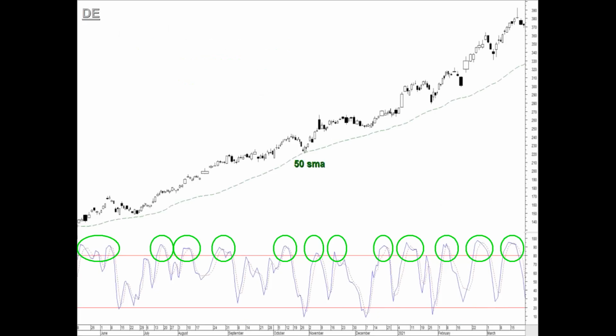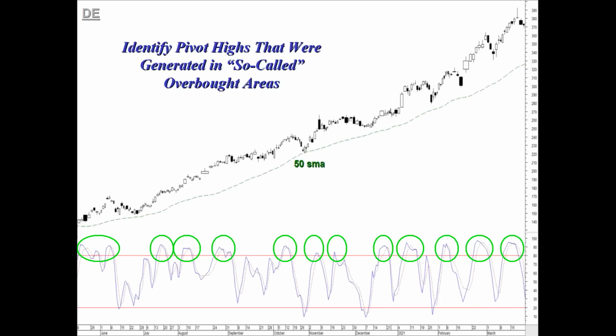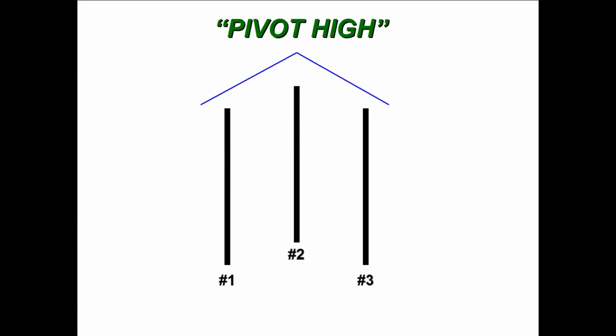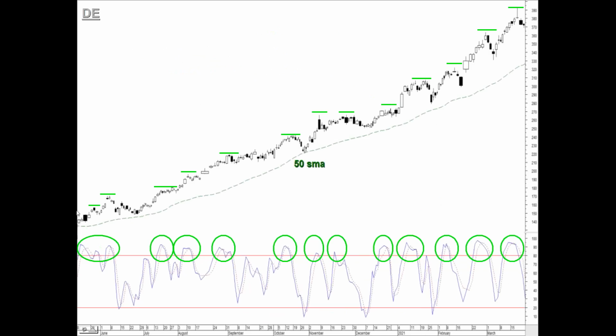So what we want to do now is go to the next step, which is identify these pivot highs that were generated in the so-called overbought areas. Remember, a pivot high is just a 3-bar pattern. Bar number 1 makes a high. Bar number 2 makes a higher high, and bar number 3 makes a lower high. So you have this type of arrowhead approach here. So these are all the areas, these little small horizontal green bars, where a pivot high was created in a so-called overbought area.